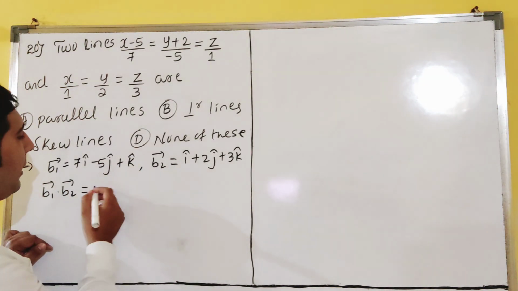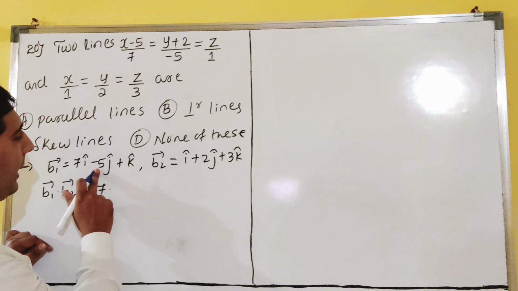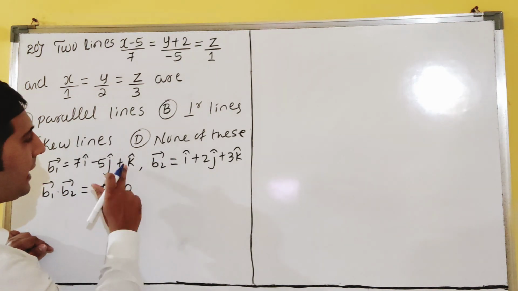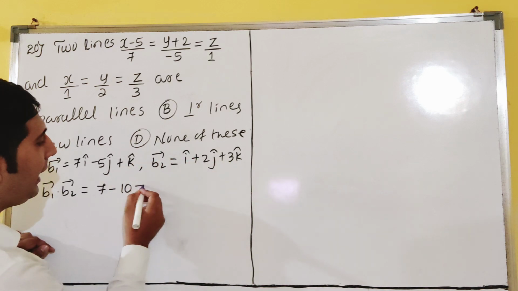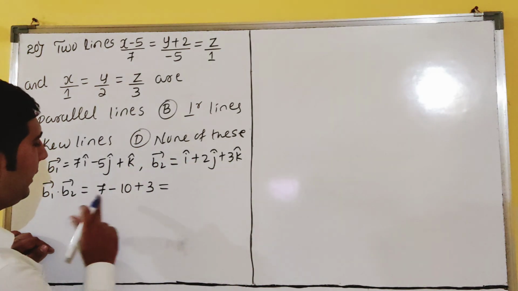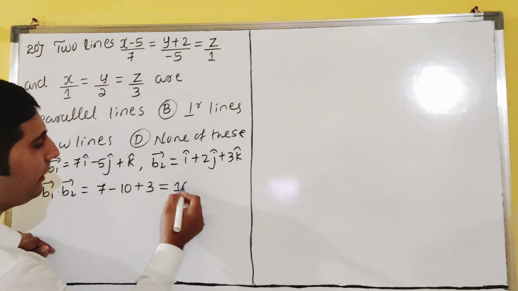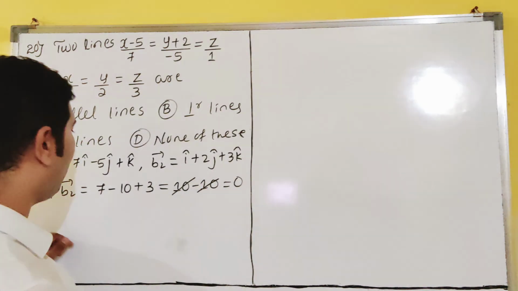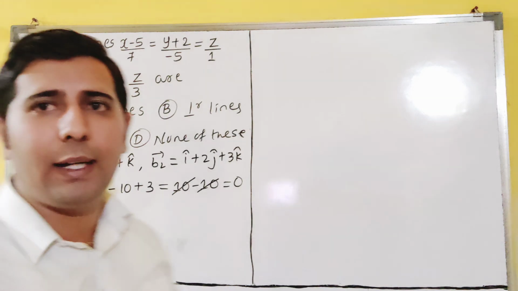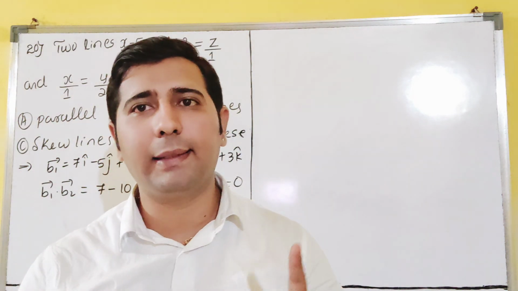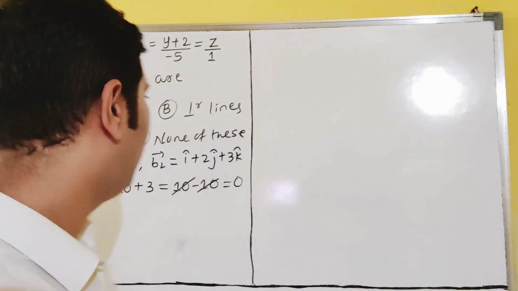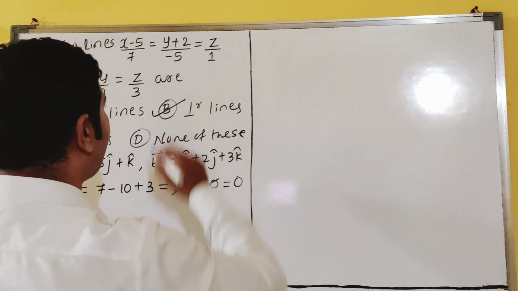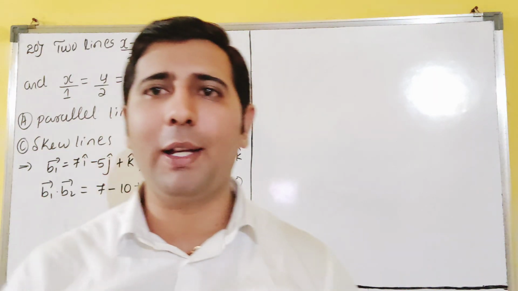7 into 1 is 7, minus j to j: minus 5 into 2 is minus 10, k to k: 1 into 3 is 3. How much did you get? 7 plus 3 is 10, minus 10. So 10 minus 10 gets cancelled, you will get 0. If b1 dot b2 is giving 0, then the given lines are perpendicular, dear students. So b1 dot b2 is equal to 0 means they are perpendicular, which matches option B. B for bingo is our answer, dear students.